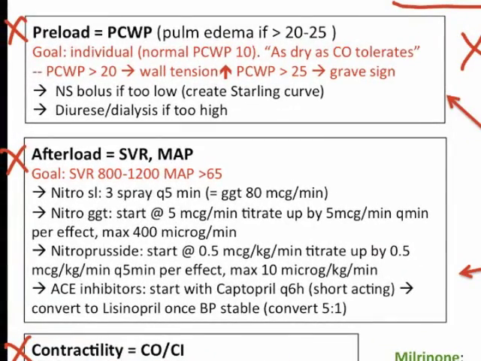Okay, let's focus on our preload first. Preload, as I mentioned before, gets measured with a pulmonary capillary wedge pressure. A normal pulmonary capillary wedge pressure is around 10. In pulmonary edema, it's often more than 20 or 25, right? The goal for your pulmonary capillary wedge pressure really depends on the patient, and that's where a lot of expertise comes in. But just in general, you want to have a patient as dry as the cardiac output tolerates.